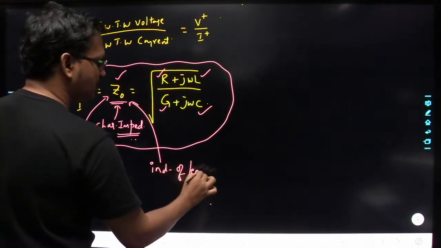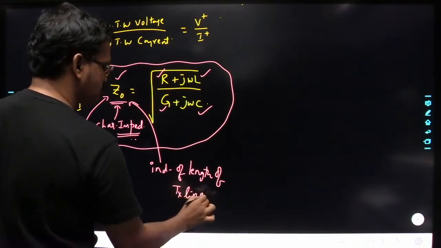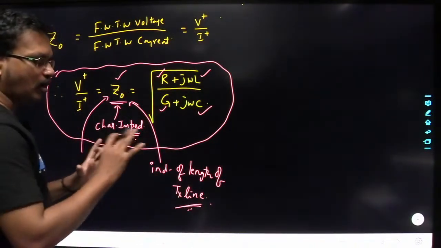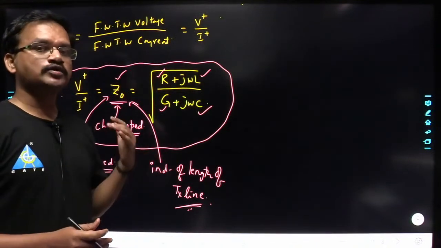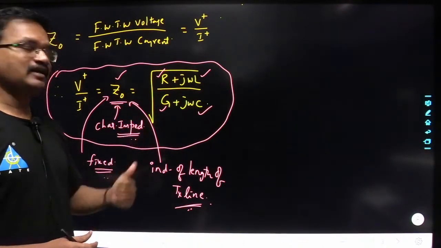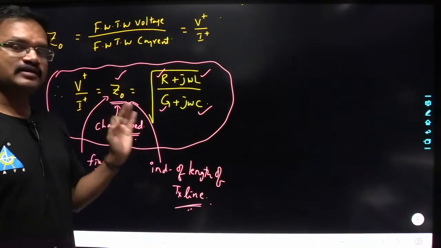It is independent of length of what? Length of transmission line. So that means as you move along the transmission line, you are not going to see any changes in the characteristic impedance. Understood? So always remember, the characteristic impedance is what?